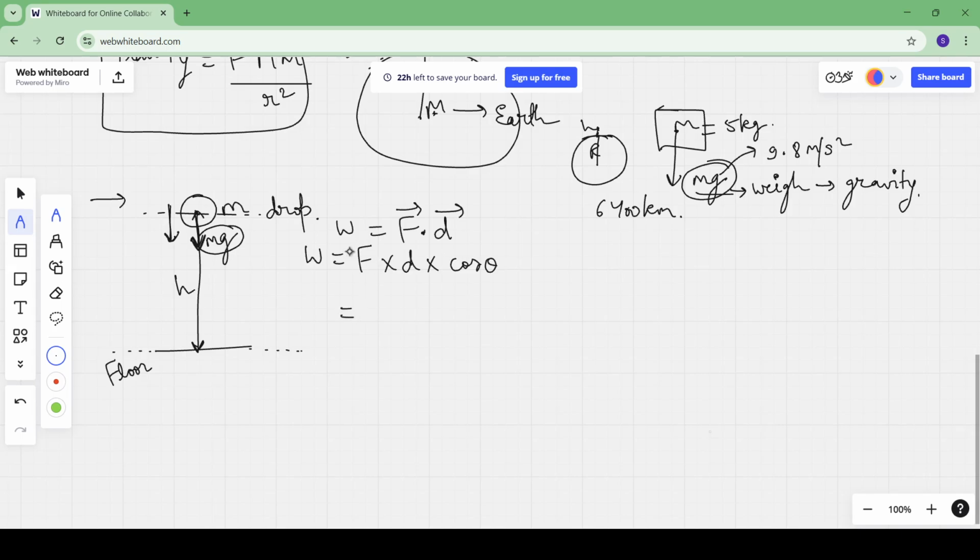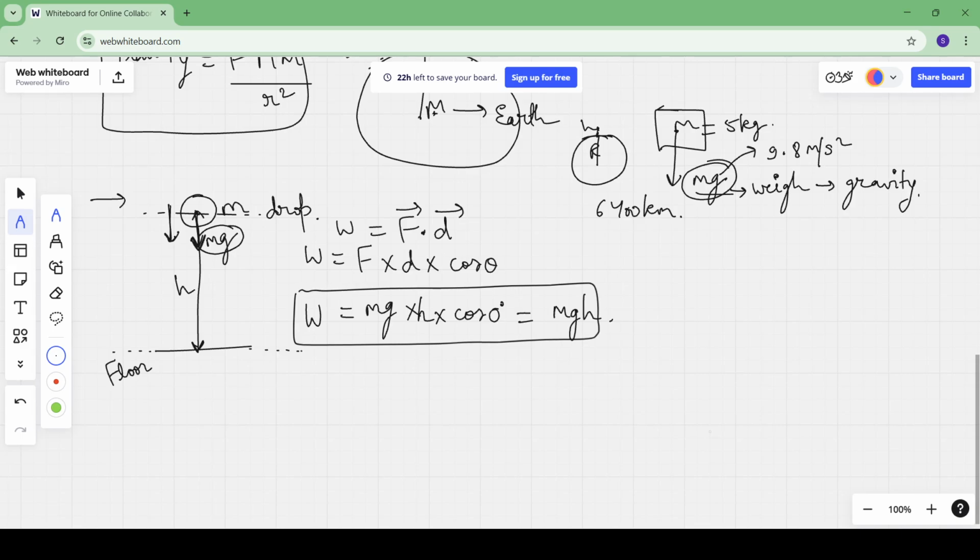So in place of force, the force here is mass times gravity, and displacement, if the object moves from this place to this place, it will cover h. So this is the displacement we have, and the third term is cos of zero, because the angle between the two is zero here. Cos of zero is 1. So the work done which I will get is mgh, and this is the total work done which gravity will do on this mass m.